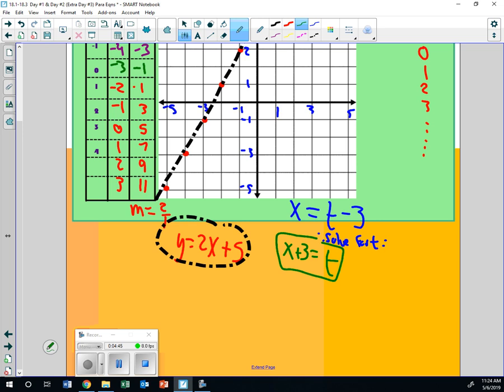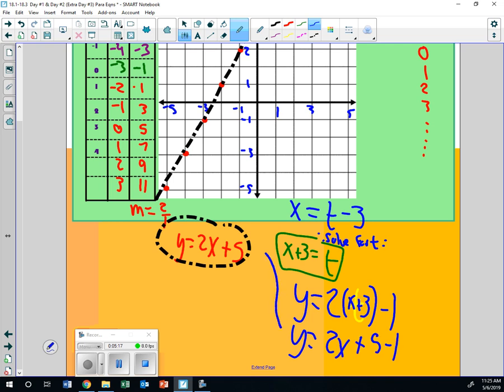So if t is equal to x plus 3, I'm going to go back to my equation y, part of the parametric, y is equal to 2t minus 1. Yeah, 2t minus 1. And in for t, I'm going to plug in x plus 3. So look what I get. 2x plus 5 minus 1, which is 2x plus 5.